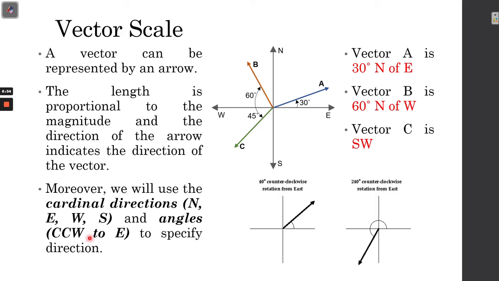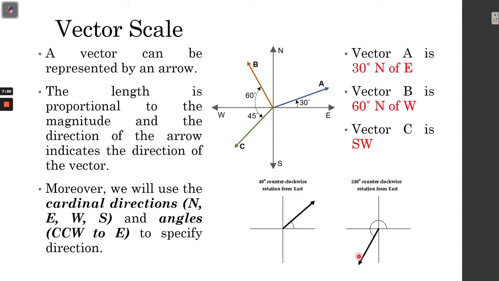And what do we mean by angles using the counterclockwise to east? In this configuration, we always start the degree on the east line. So this is our east line right here. Then, depending on the direction of the vector, this time this is 40 degrees. When I use degrees, we're immediately assuming that it starts from the east line. So this vector is 40 degrees, which means it's a 40 degree counterclockwise rotation from east.